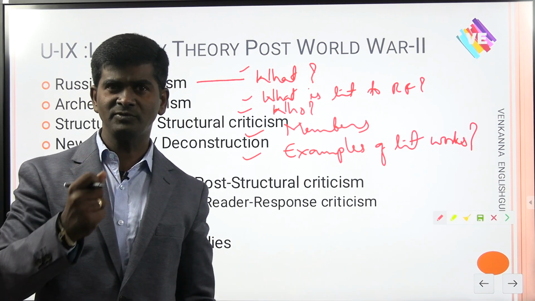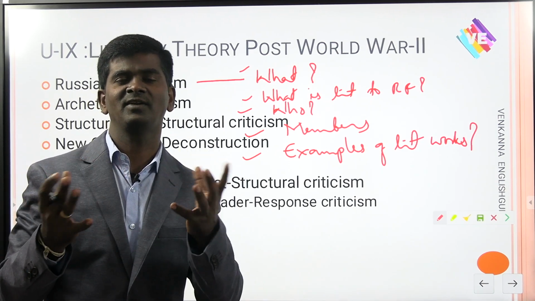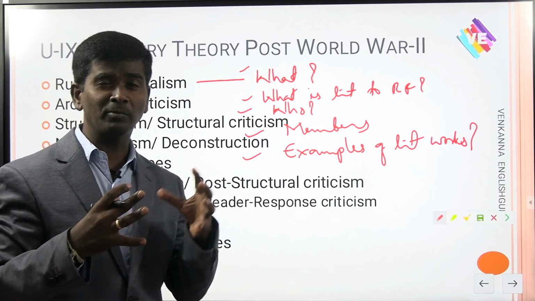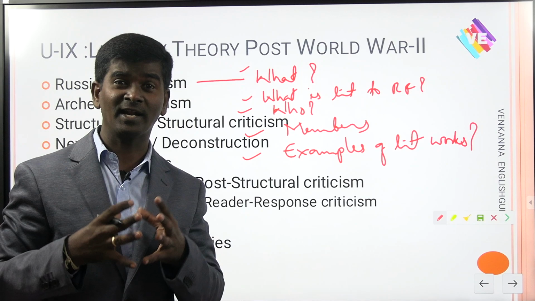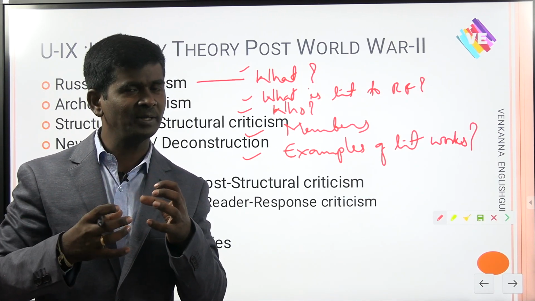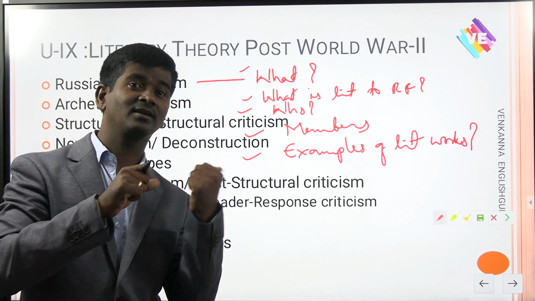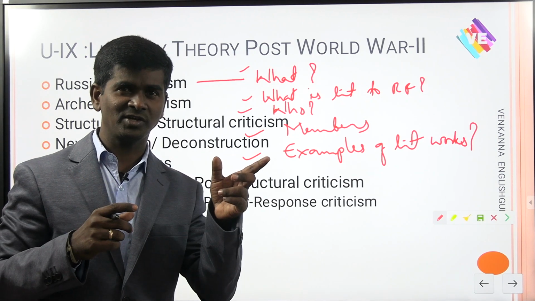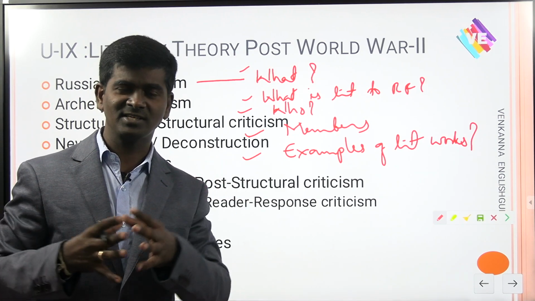Russian formalism believes that literature is a specialized kind of language. Literature is a specialized kind of language. Next, who proposed it? Victor Shklovsky, Jan Mukařovský, René Wellek, Vladimir Propp, Roman Jakobson. So, all these are the people who became a part of this Russian formalism. Next, it became popular in Russia and it is also called the Prague Linguistic Circle.